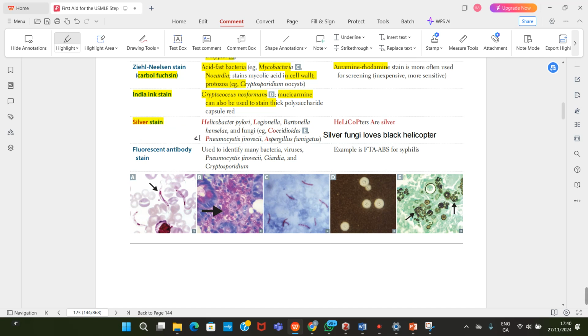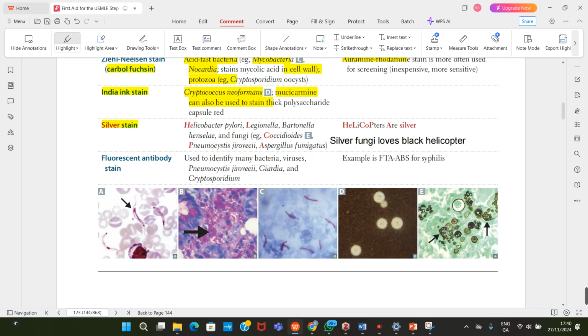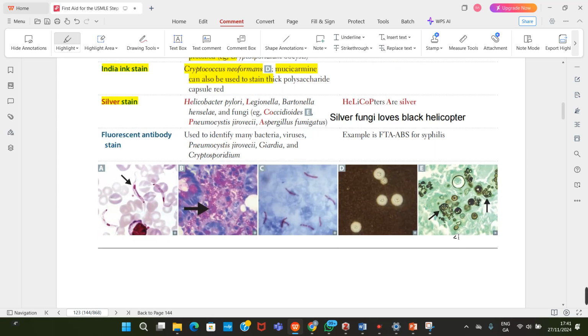Then the next is the silver stain. Silver stain is used for fungal infections. Once you see the word silver, the next thing you check for in the question is whether there is any fungal infection. Most of the time, the background for silver stain is greenish. It's used for fungal infections such as Pneumocystis jirovecii and Aspergillus fumigatus. And also commonly, Legionella. Those two, Legionella and the fungi, are important with respect to silver stain.